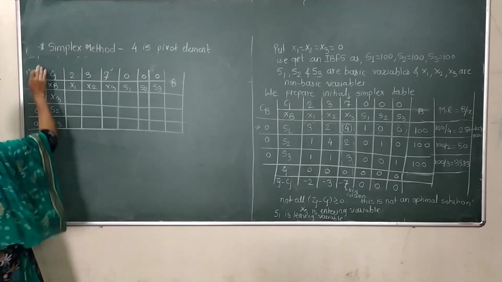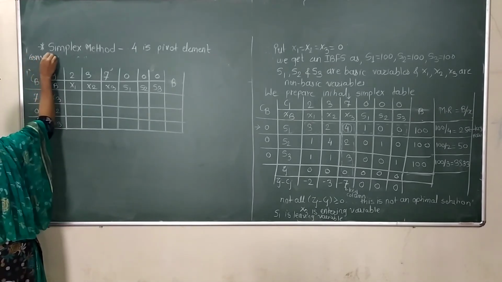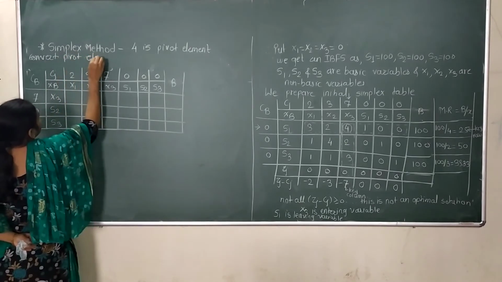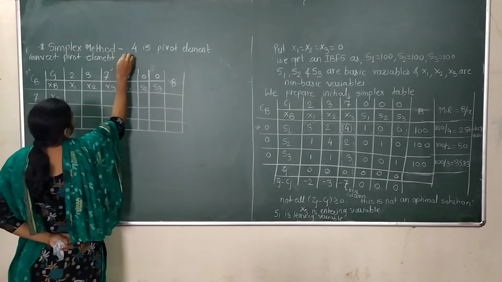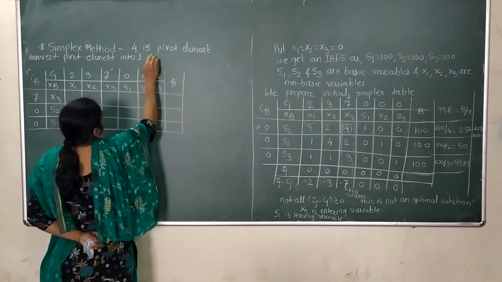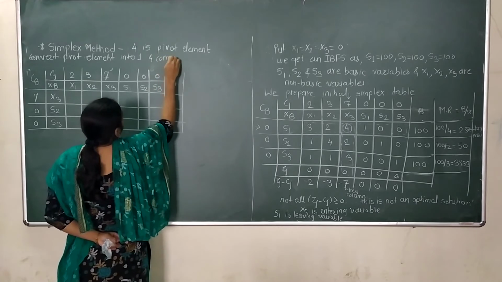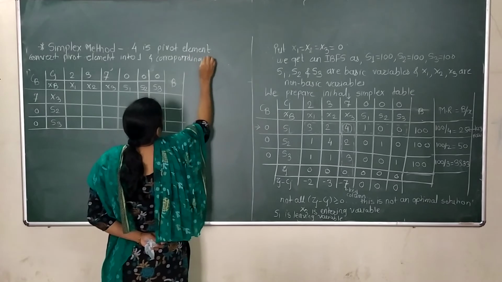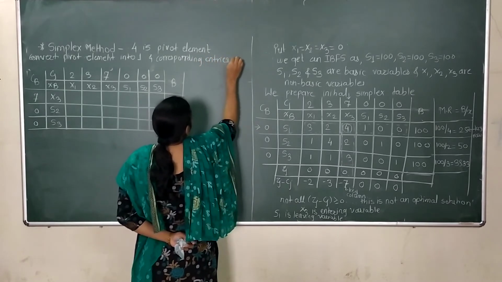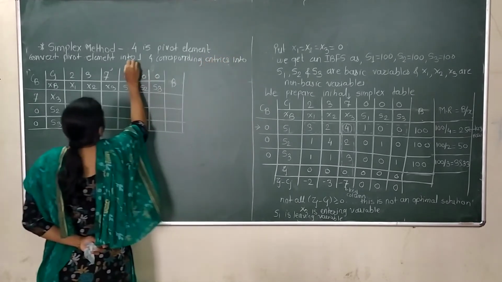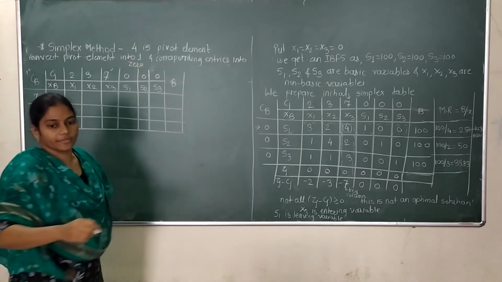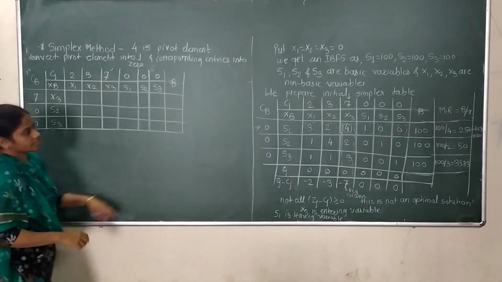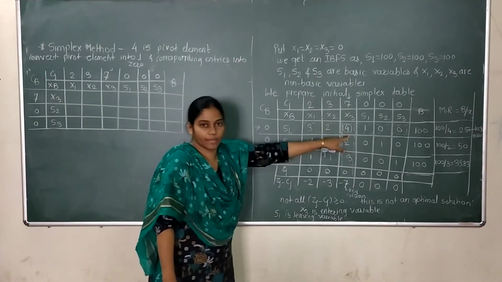Now we have to convert this pivot element into 1 and the corresponding entries into 0. So here we will improve the table by applying a row operation. This can be converted into 1 by the R1 by 4 operation.